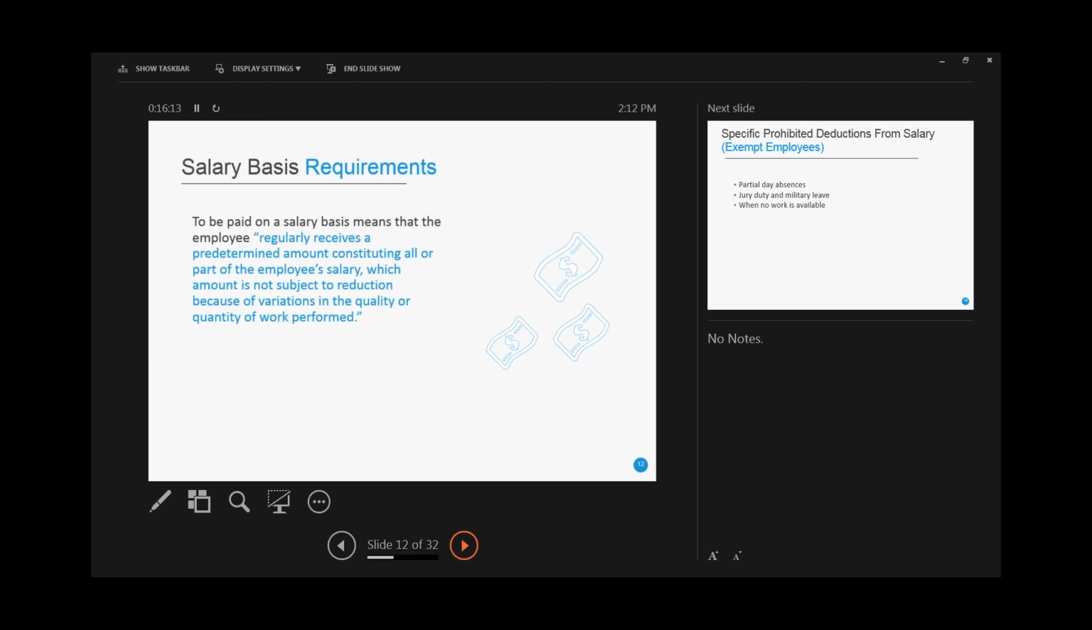Hourly paid computer professionals who make at least $27.63 per hour, doctors, lawyers, teachers, and outside sales employees are exceptions to the exempt white-collar employee being paid on a salary basis. So employees in those types of professions are able to be paid on an hourly basis and also be considered exempt.